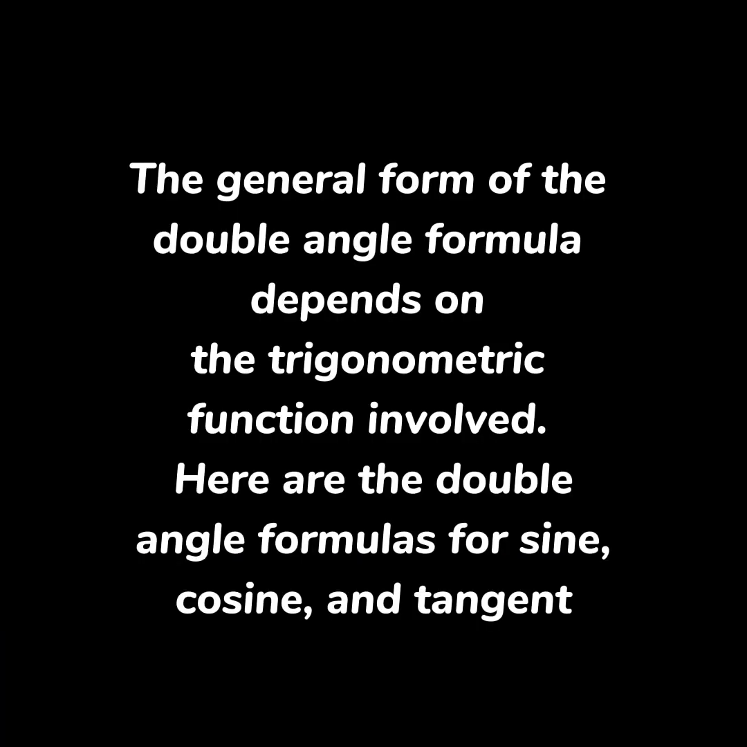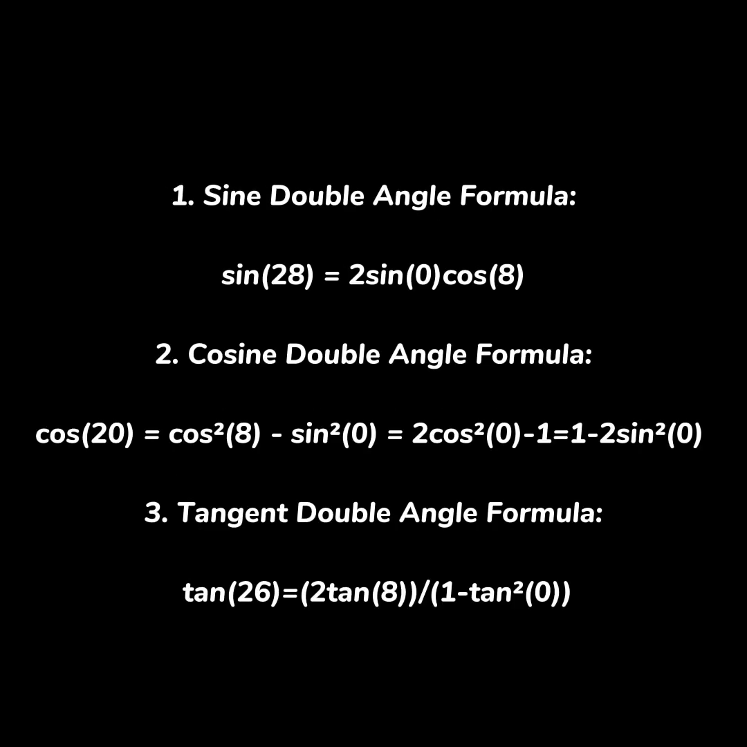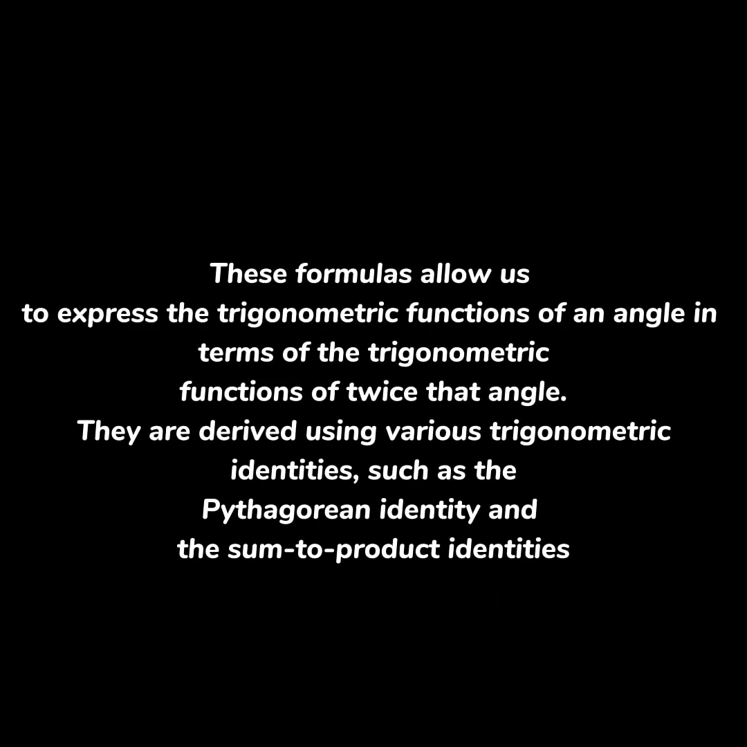The general form of the double angle formula depends on the trigonometric function involved. Here are the double angle formulas for sine, cosine, and tangent. These formulas allow us to express the trigonometric function of an angle in terms of the trigonometric function of twice that angle. They are derived using various trigonometric identities such as the Pythagorean identity and the sum to product identities.